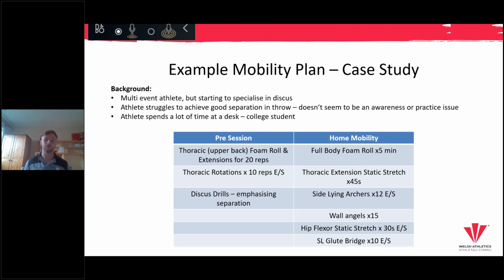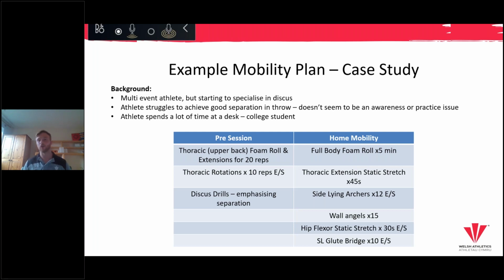And then I'm also going to give this athlete some home mobility stuff. They're a college student, so hopefully they're starting to get a bit more motivated to do this sort of stuff at home. So a full body foam roll, where they've got a little bit more time to do this sort of stuff. Thoracic extension, static stretching, some side lying arches, which is a rotation drill, and some wall angels. So that's all my thoracic stuff, which obviously is the big emphasis for him.